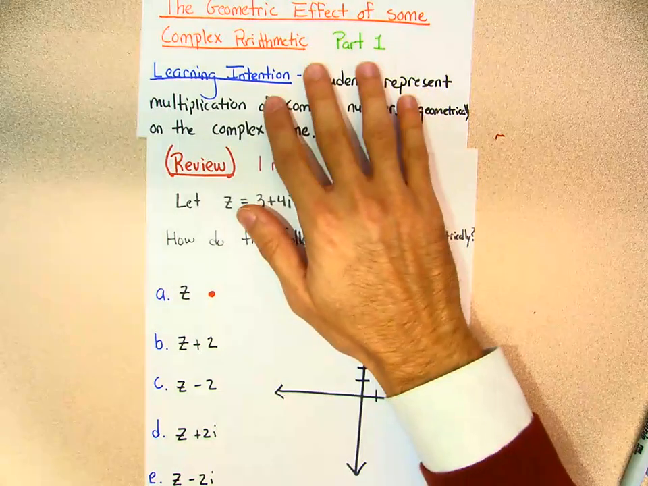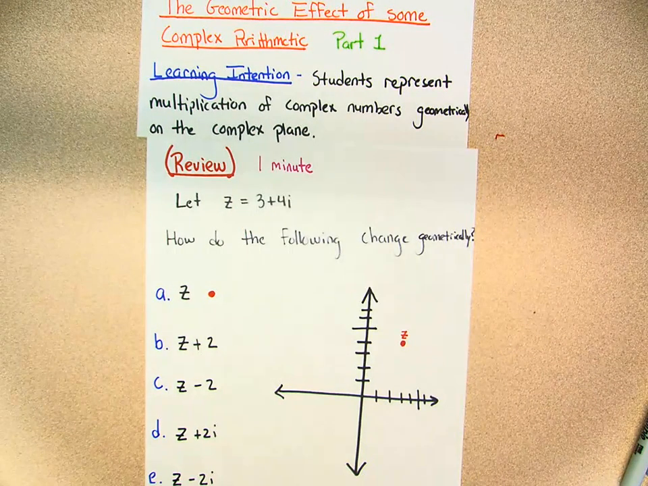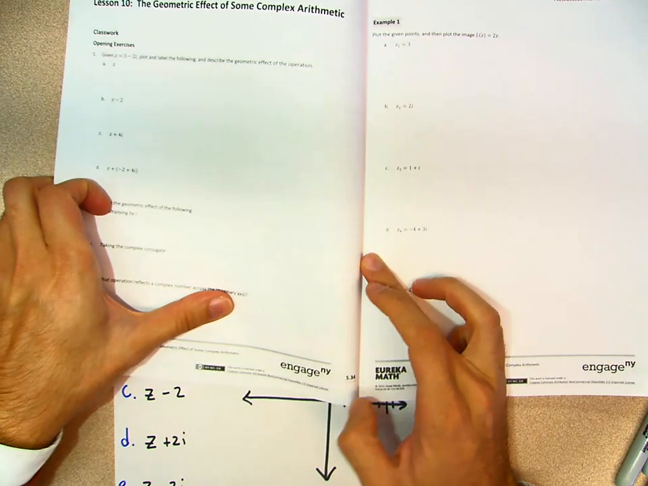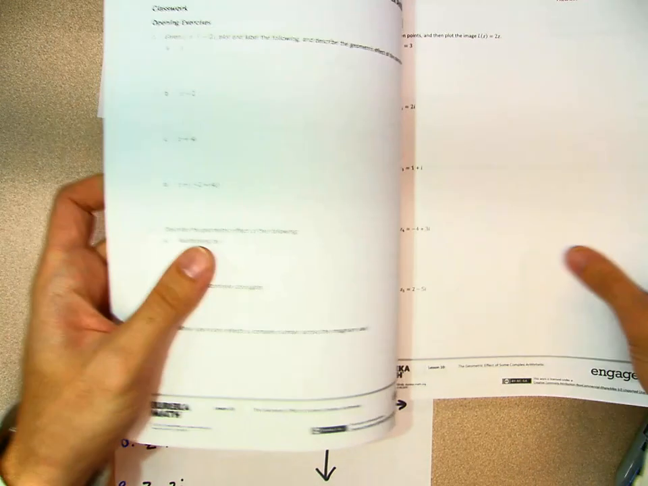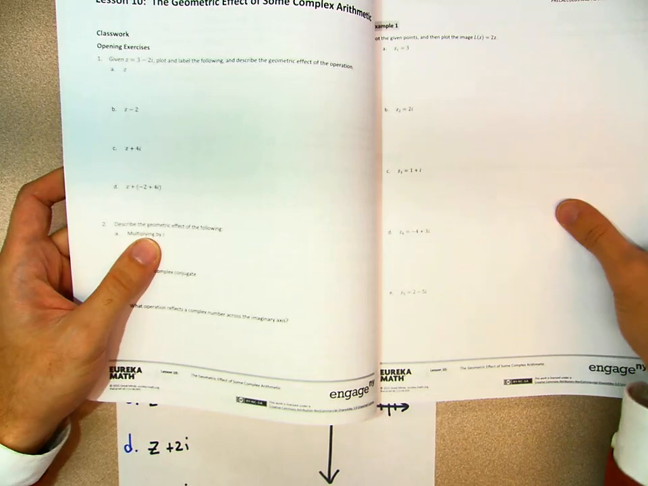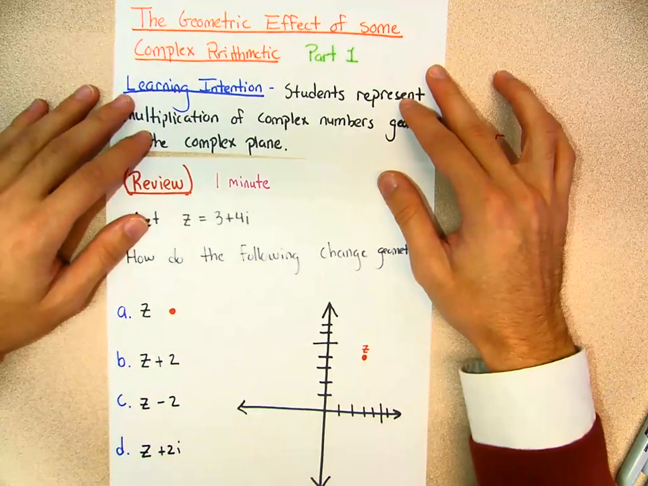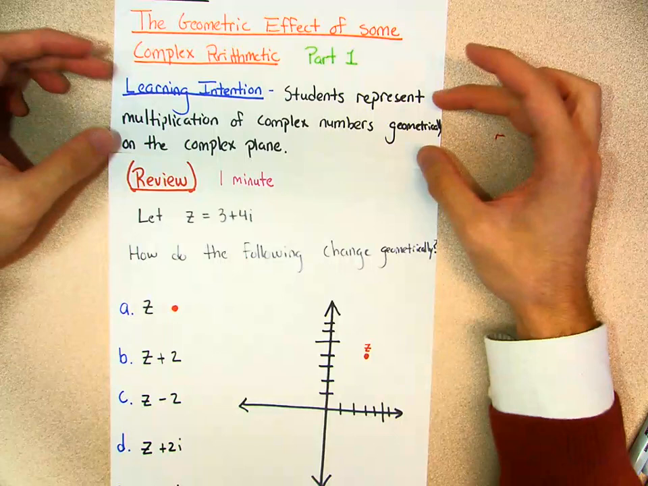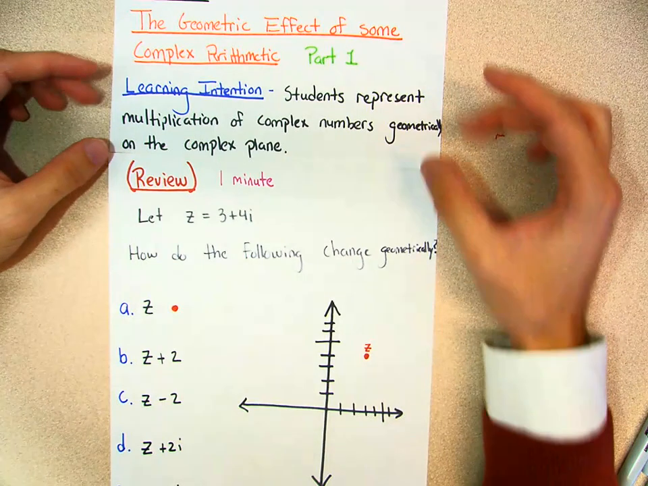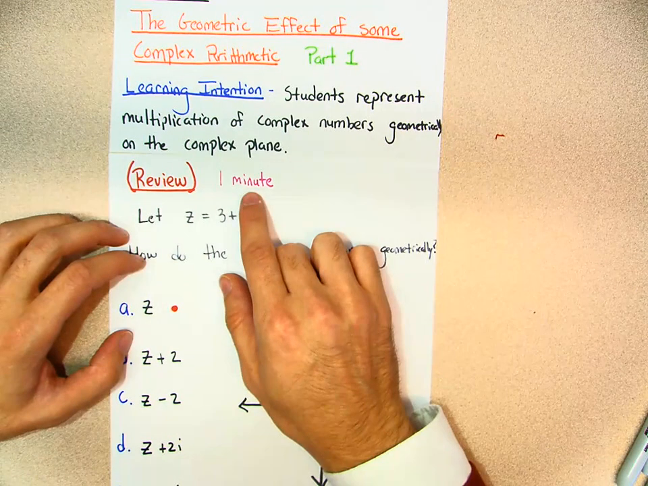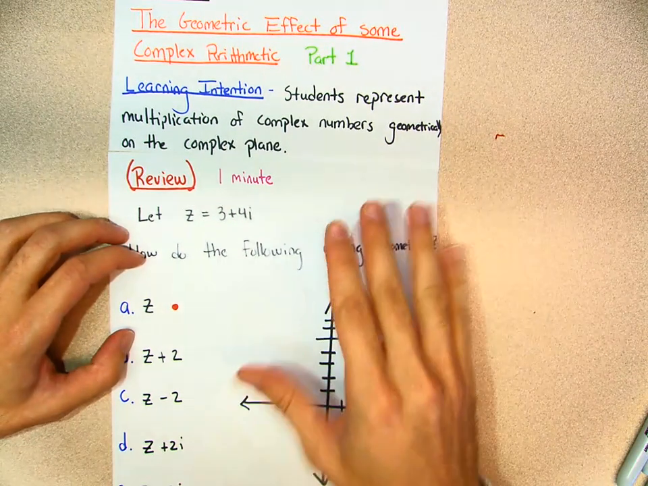Welcome. So let's go to lesson 10, and this will be on page S.34, okay? So before we actually jump into the lesson, let's just do a quick game plan of what's going to happen here. The learning intention, let's have it down, and then I'll talk about it after. But let's just review for 1 minute this concept, and then we're going to jump right in.